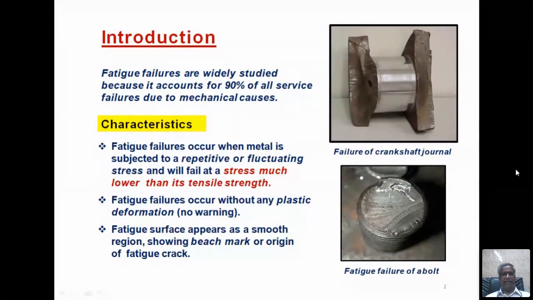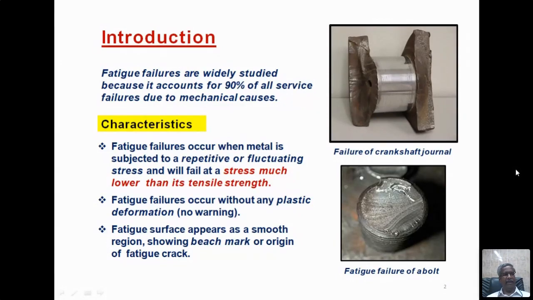But it is a slightly complicated subject, not like tensile behavior. There are small complications involved, but if you follow the lecture, you can easily understand what fatigue is. So what are the characteristics? Fatigue failures occur when metal is subjected to repetitive, and that's very important, repetitive fluctuating stress. And we fail at a stress much lower than its tensile strength.